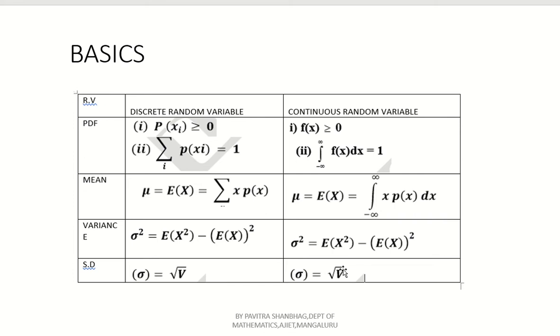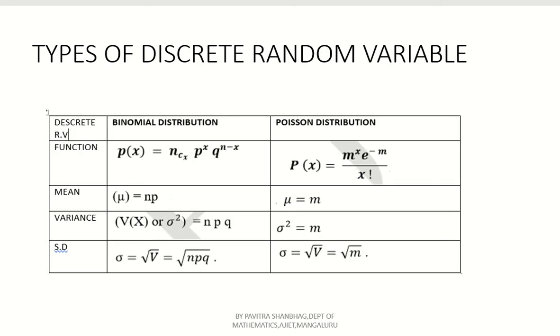Now let us discuss one by one. Here there are two types of random variables. One is discrete random variable, another one is continuous random variable. We have already discussed the mean, variance and standard deviation of both the random variables. Now, what are the types of discrete distribution? First, we discuss that. There are two types of distribution. One is binomial distribution and another one is Poisson distribution.